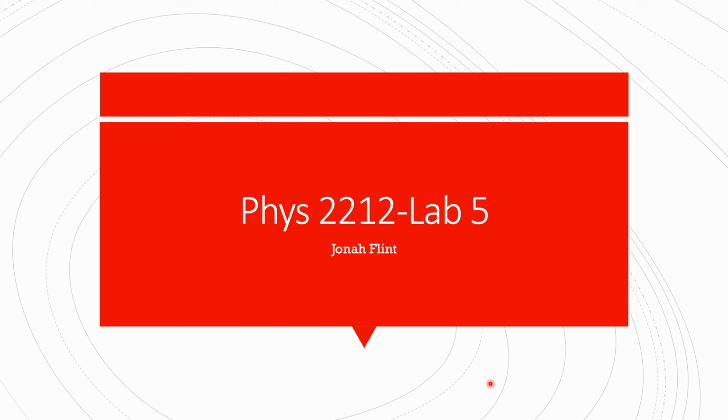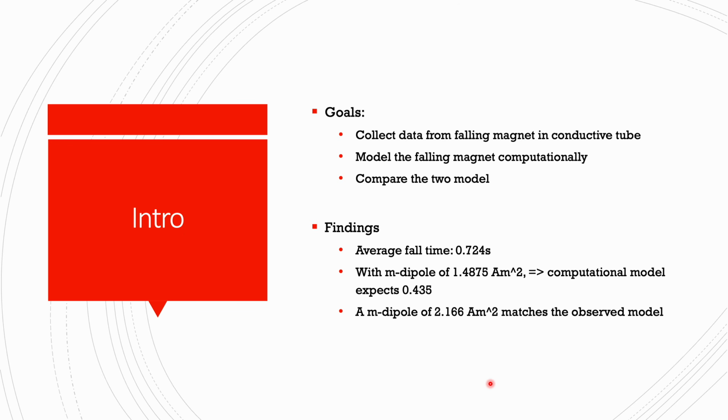My name is Jonah Flint, and this is my Physics 2212 Lab 5 report. In this lab, we are collecting data from a falling magnet in a conductive tube. We're modeling that falling magnet computationally, and then we are comparing that computational and actual model.